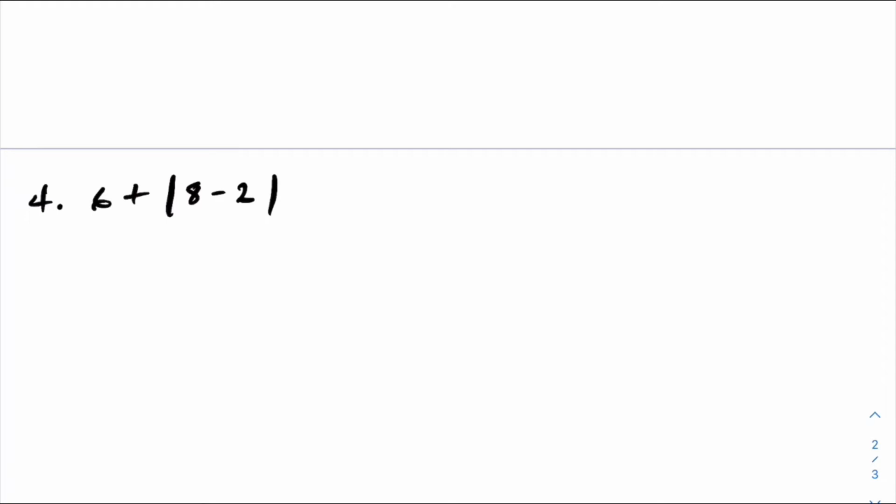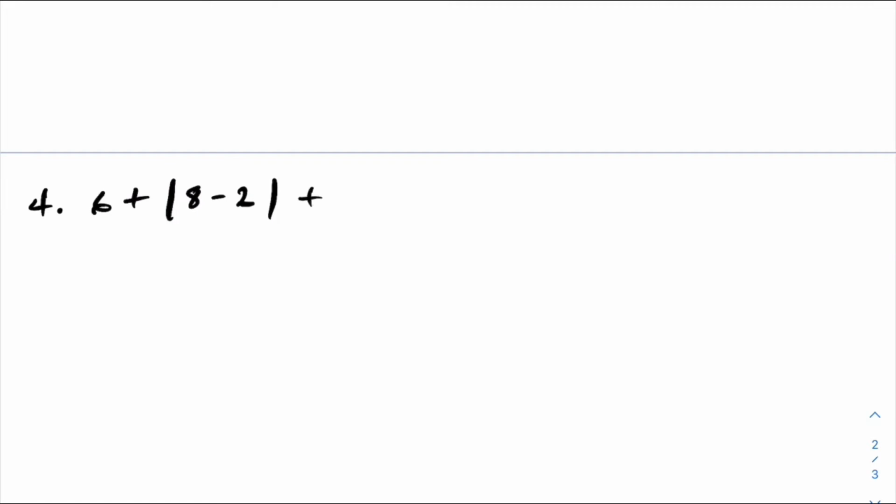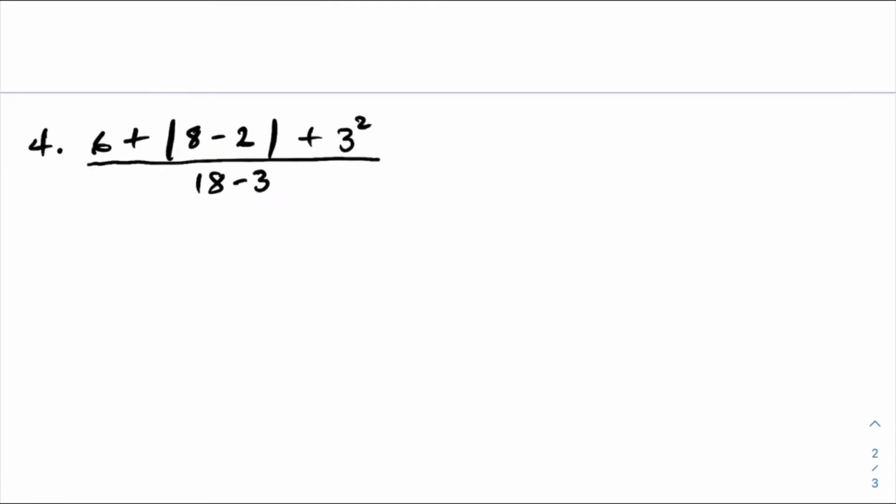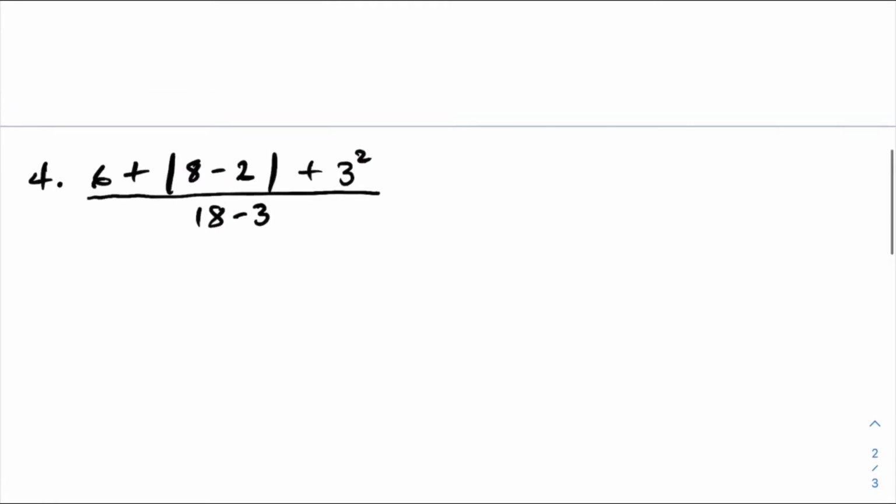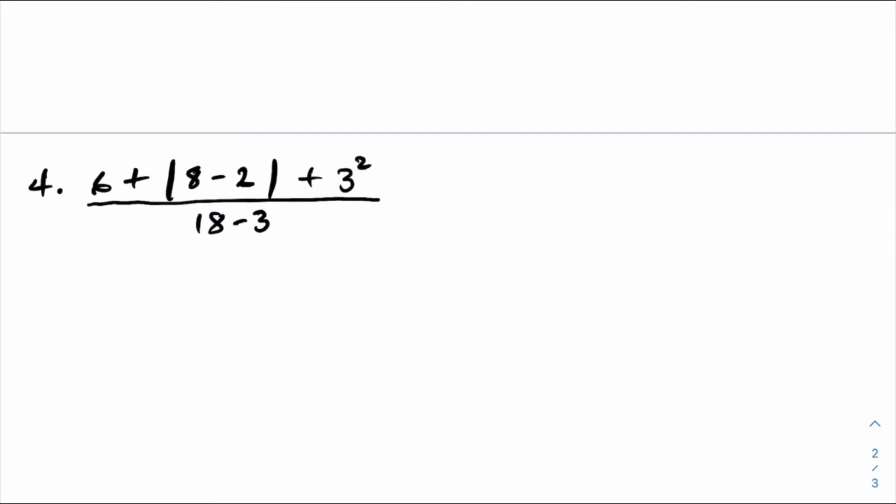So 6 plus the absolute value of 8 minus 2, plus 3 squared, all over 18 minus 3. Since this expression is a big fraction, we will work on 2 PEMDAS, one for the numerator and one for the denominator.